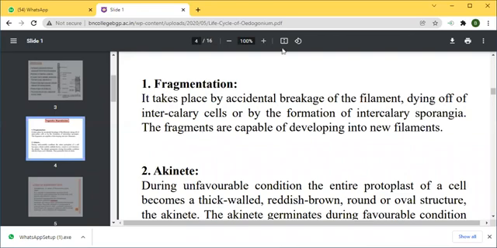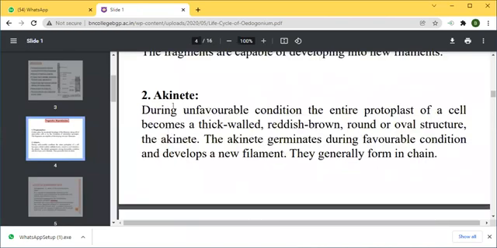These are formed by the dying of intercalary cells, by formation of intercalary sporangia. These fragments are capable of developing into a new Oedogonium filament. This is one process, the fragmentation method of vegetative reproduction. The second method of vegetative reproduction is called akinetes.